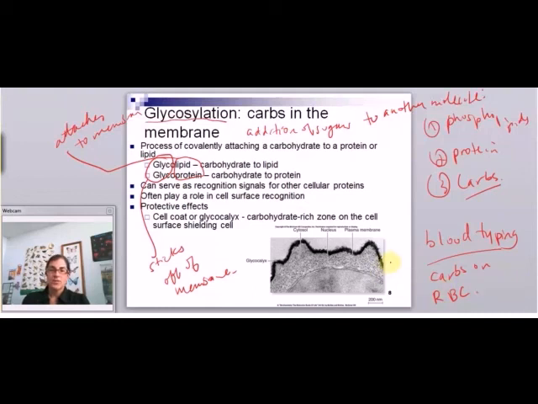In other types of cells, there can be a thick layer of carbohydrates, and that's this here in black. This thick layer of carbohydrates is often a protective coat. It can help keep the cell from drying out and different things like that. Okay, so that's the fluid mosaic model. We'll stop here now.